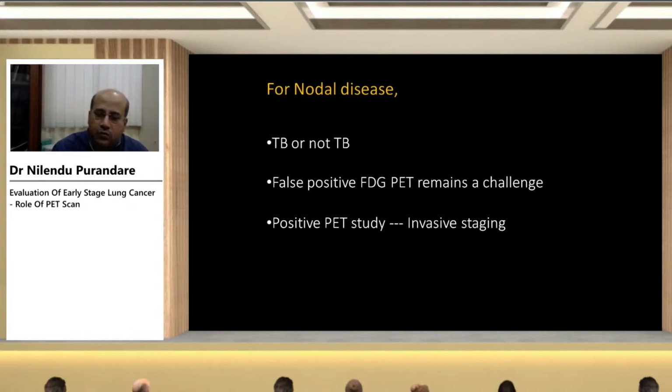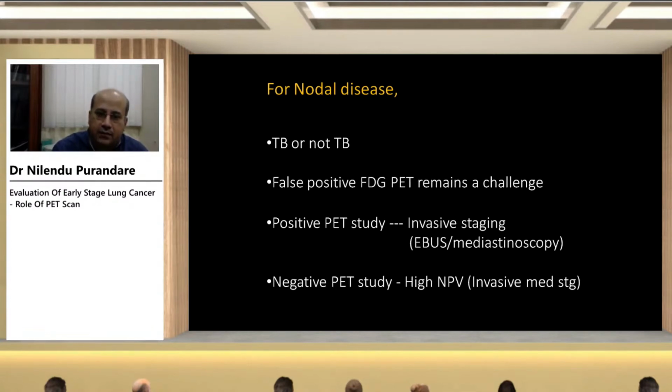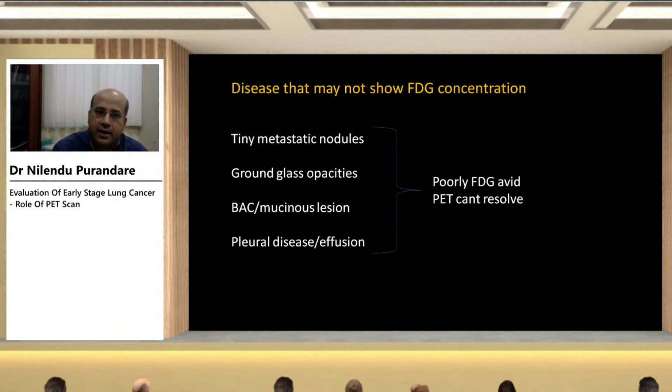For a positive PET, you need some sort of mediastinal staging, be it EBUS, TBNA, or invasive mediastinal staging using mediastinoscopy. For a negative PET, for mediastinal nodes, PET has a high negative predictive value. In around 90% of patients, you can predict that there are no mediastinal nodes. However, you can still miss smaller lymph nodes or microscopic disease. And in our institute, we still do EBUS followed by invasive mediastinal staging, even if the PET is negative.